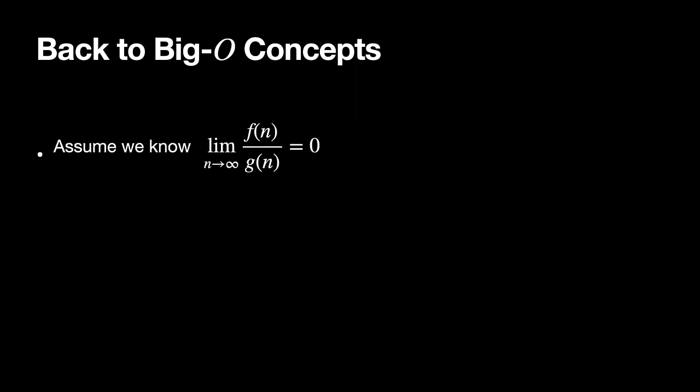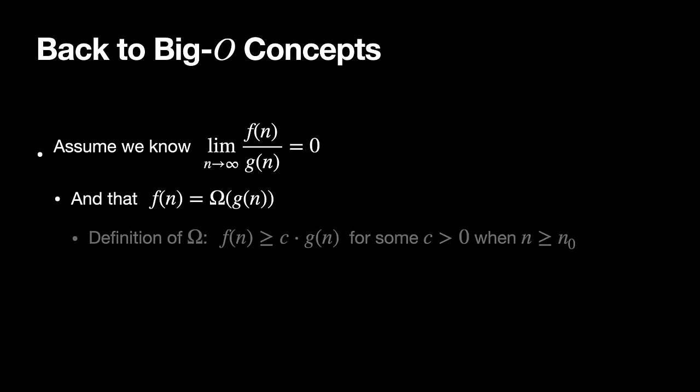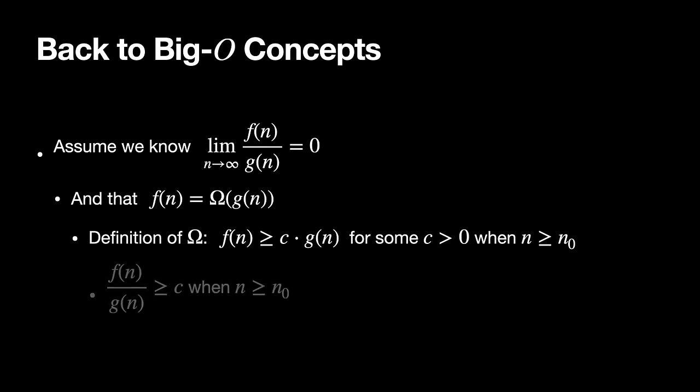So again, we're assuming that this limit is true. And now the statement that we're trying to contradict, our next assumption, is that f is in big omega of g. So recall the definition of big omega is that the f function is greater than or equal to c times g of n for some c greater than 0 whenever n is greater than n0, whenever we're past our start point. Okay, so we'll change this around a little bit. We'll divide through both sides by g of n, and we'll end up with our ratio f of n over g of n is greater than or equal to c whenever n is greater than n0.